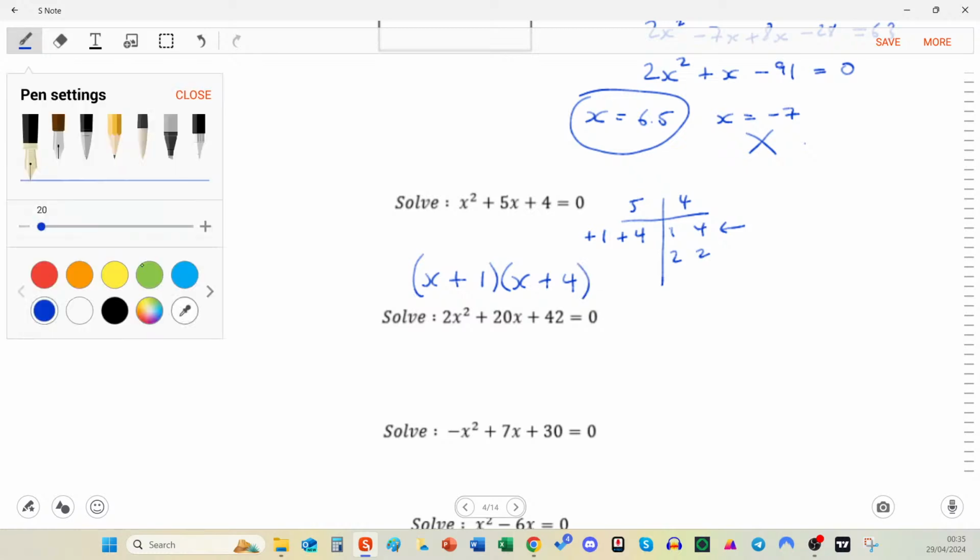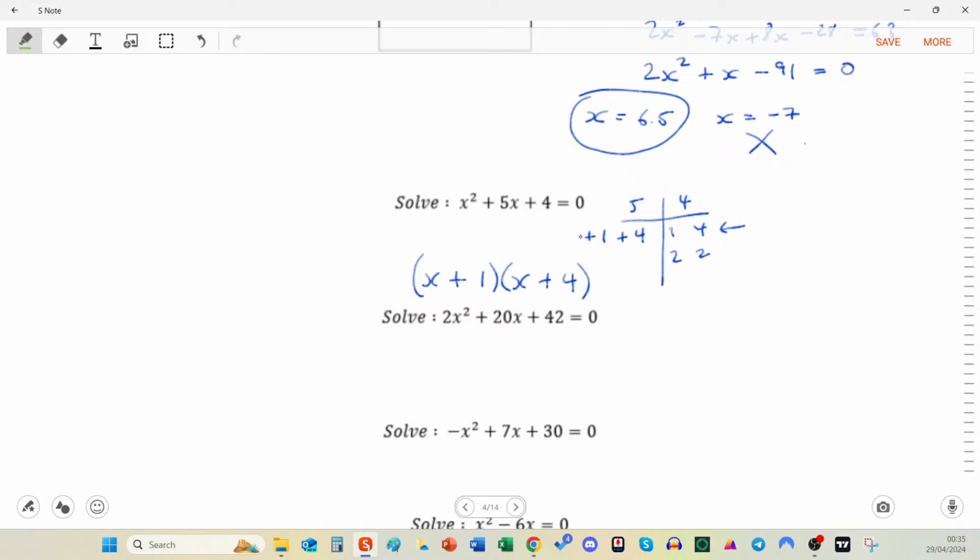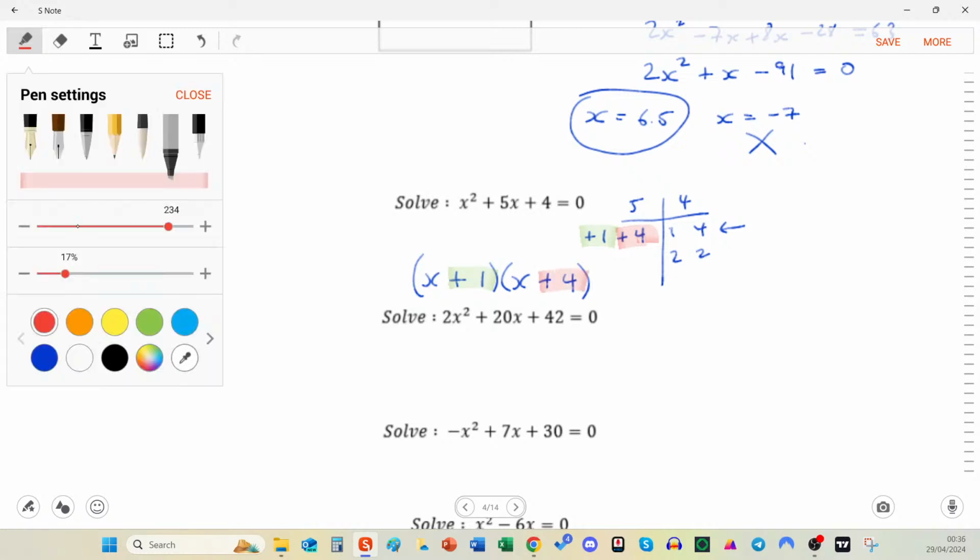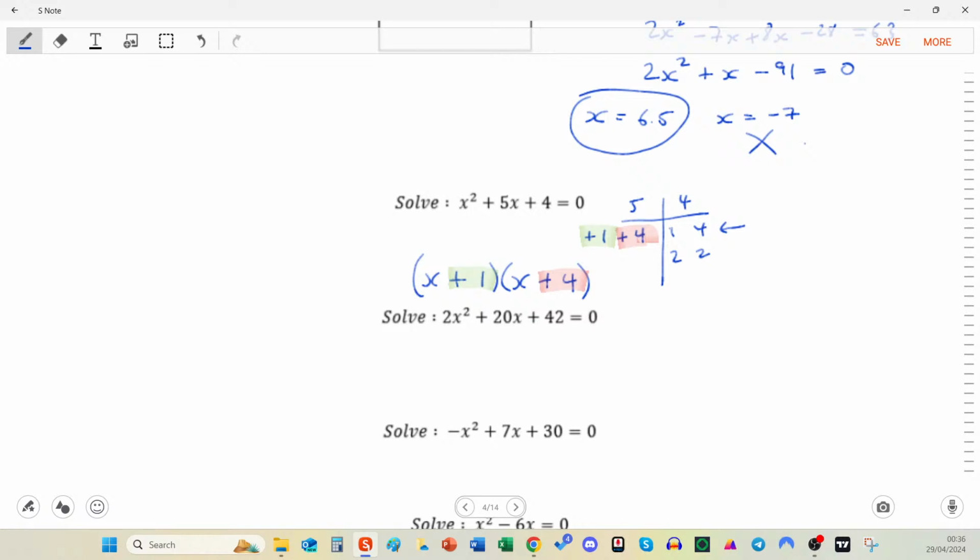Make it super clear for you that whatever these numbers are, that's what goes in the bracket. Straight up. Of course, you have to check that it actually works, right? So double expand. That's 4x, 1x. Yeah, it does work.